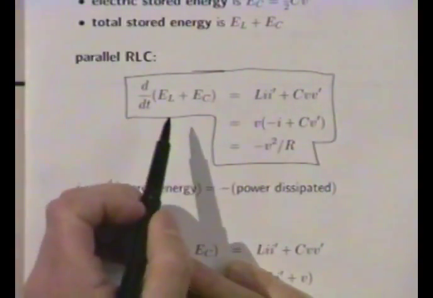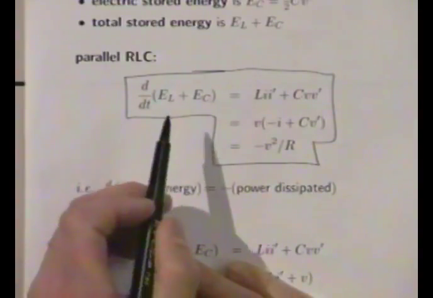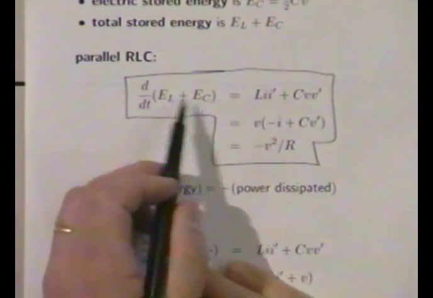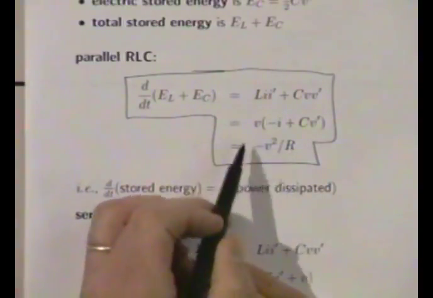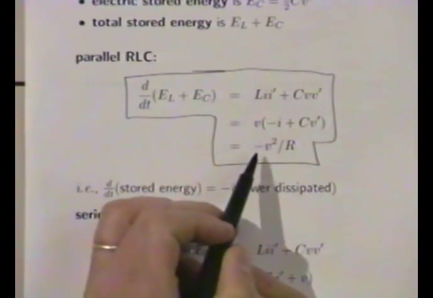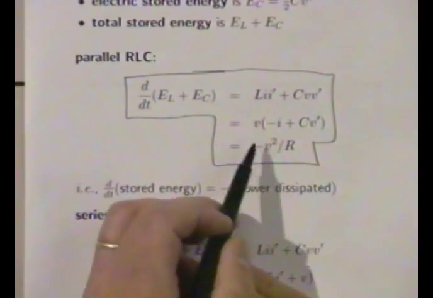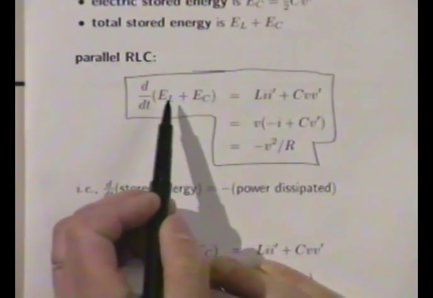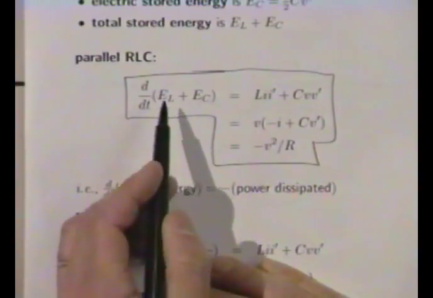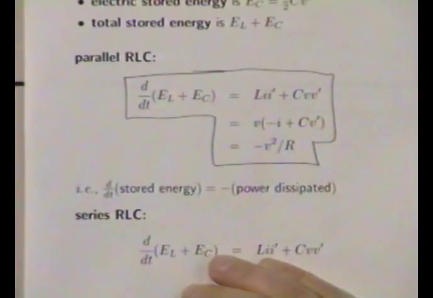It says precisely that the time rate of change of the total stored energy is equal to the number of joules per second you're removing from the system. That's this, or turning into heat. That's this. Now, what this equation doesn't tell you is the energy which is sloshing around between E_L and E_C. That's what it doesn't tell you.